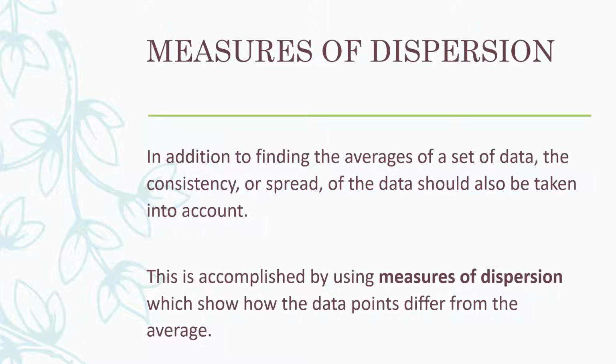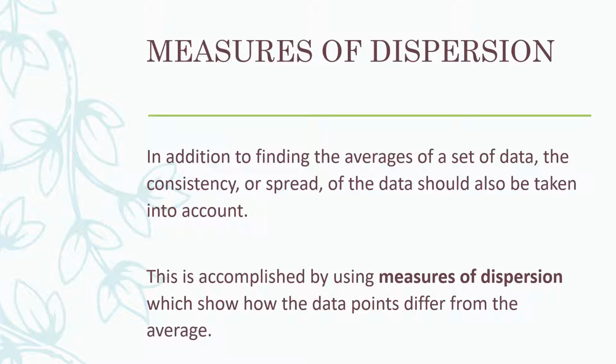Those are all forms of averages. So in addition to finding the averages of a data set, we should also take into account the consistency or the spread of the data. That tells you how spread out the data are. For example, if you're looking at ages, are the ages all close together or are they really spread apart? We can take into account the spread of the data by using measures of dispersion, which show how different the data points are from the average.